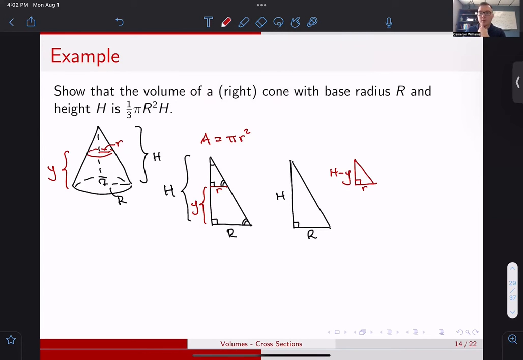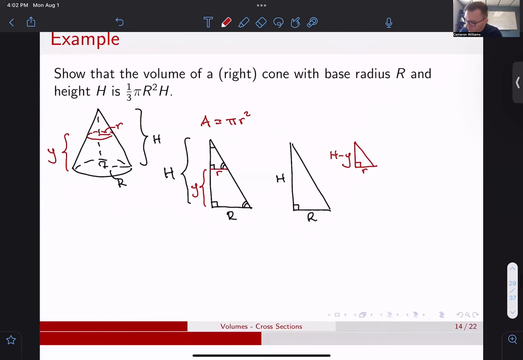Now since these are similar triangles, we can set up ratios of corresponding sides to get little r in terms of y. So we have little r over big H minus y. This side divided by this side is going to be the same ratio as this side divided by that side, by definition of being similar. So it's big R over big H. To get little r in terms of y, all we need to do is cross multiply. So little r is big R over big H times big H minus y.